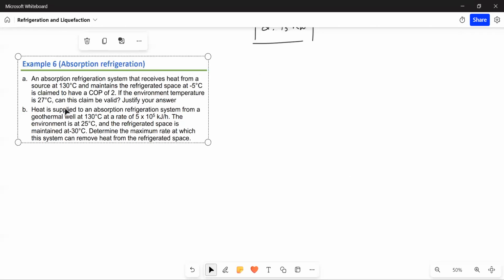Okay, so this is the next problem. Let's solve first letter A. An absorption refrigeration system that receives heat from a source at 130 degrees Celsius and maintains the refrigerated space at -5 is claimed to have a COP of 2. If the environment temperature is 27 degrees, how can this claim be valid? Justify your answer. So letter A first.